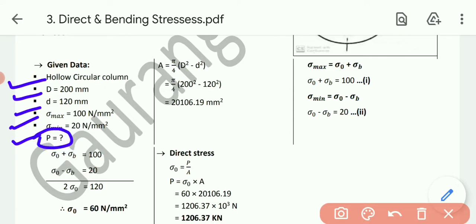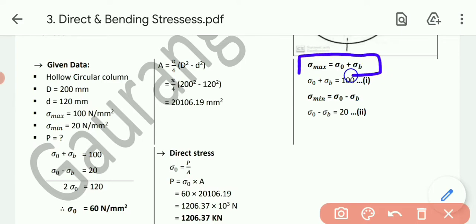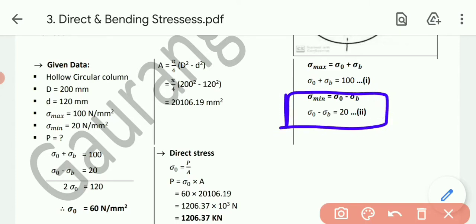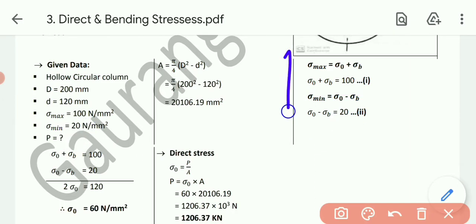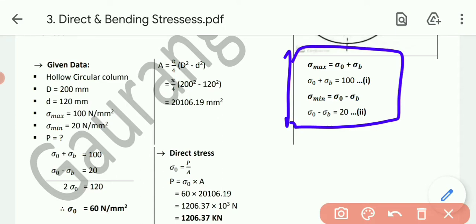First of all, as sigma max is given to us, we know that sigma max equals sigma 0 plus sigma b. So sigma maximum is 100. I get the first equation, sigma 0 plus sigma b equals 100. Similarly, sigma minimum equals sigma 0 minus sigma b. Sigma minimum is given as 20, so sigma 0 minus sigma b equals 20. So I got two equations, and by adding them I will get one of the values.